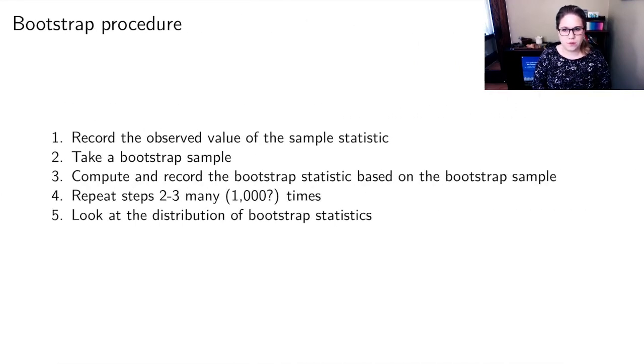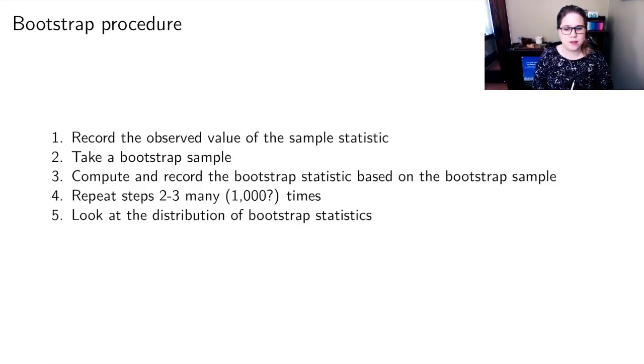So the procedure for the bootstrap is basically step 1. You don't necessarily need to do this, but I think it's a good start to record the observed value of the sample statistic, the real sample statistic from your real sample. Then you take a bootstrap sample, sampling with replacement, the same size. Then you compute the bootstrap statistic and write it down somewhere. And then you're going to do those steps 2 to 3 a bunch of times, 1,000 times maybe. You saw me being lazy and clicking the 1,000 times button on StatKey.